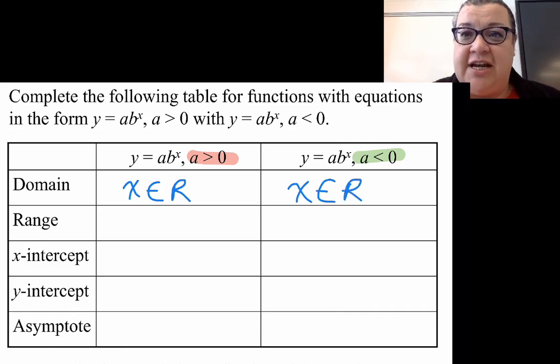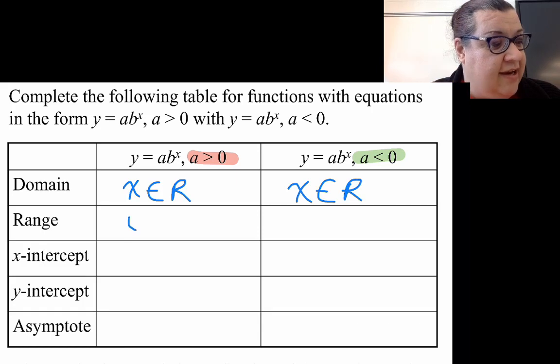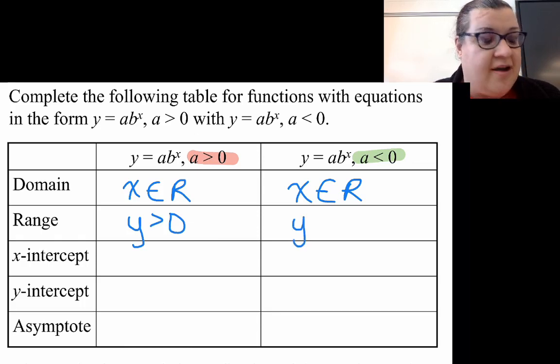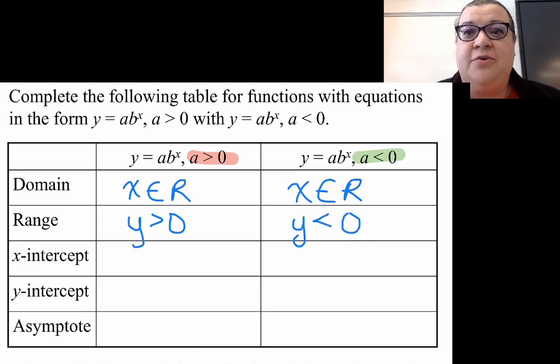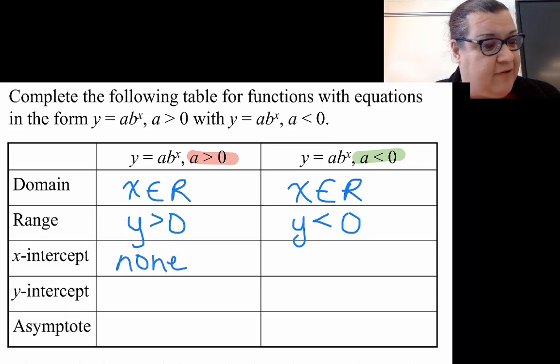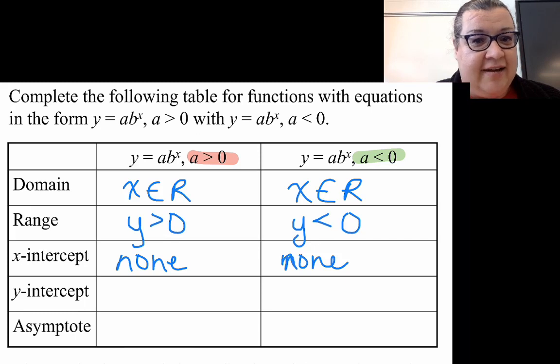It does, however, change something for range. Here, y is going to be greater than 0 when a is greater than 0. And when we flip it across the x-axis, when a is negative, we found that our range would also flip. So y is less than 0 now, right? We saw that in those graphs. What's our x-intercept? There is none. And that's true for both functions. We're going to get very close to hitting the x-axis, but we don't actually get there.